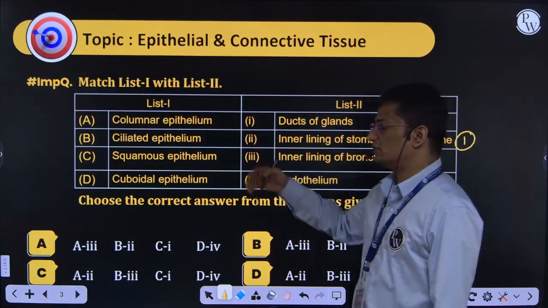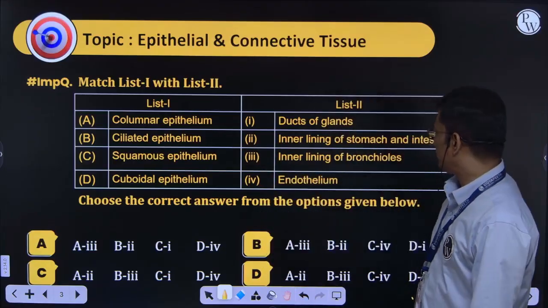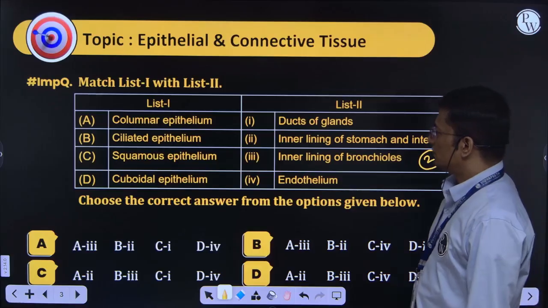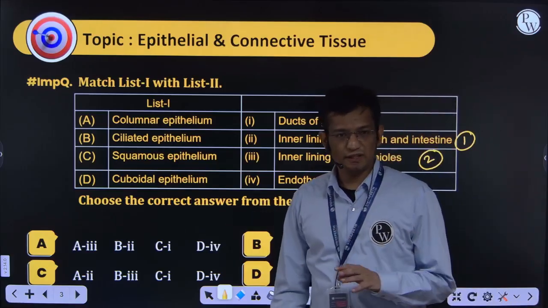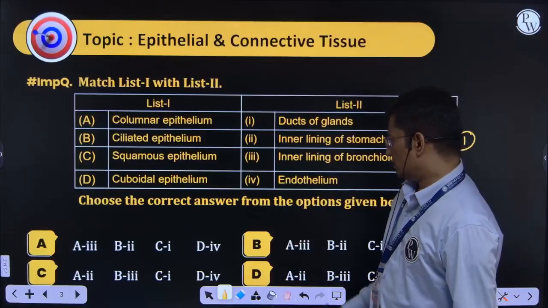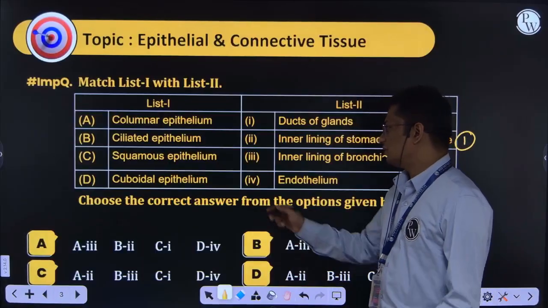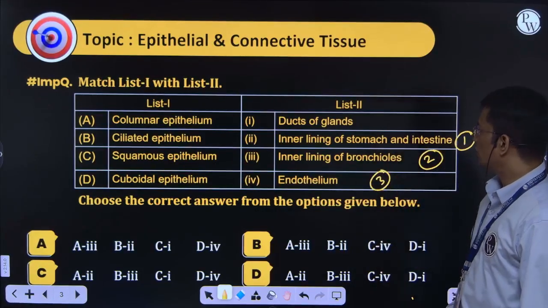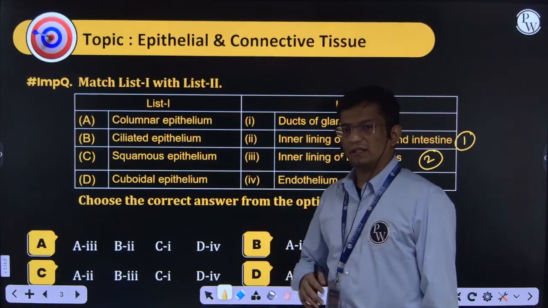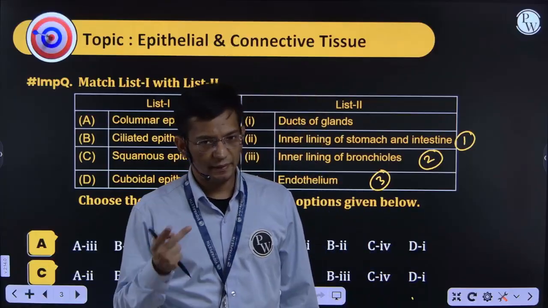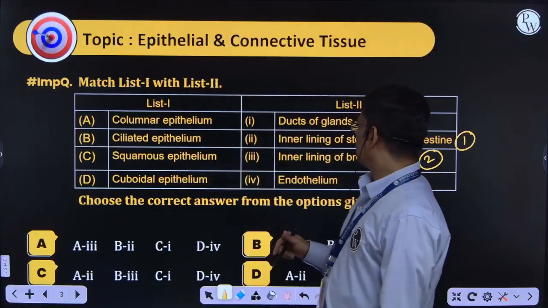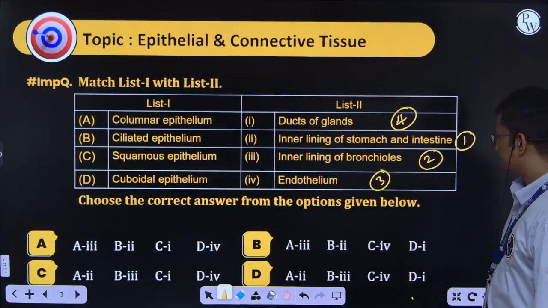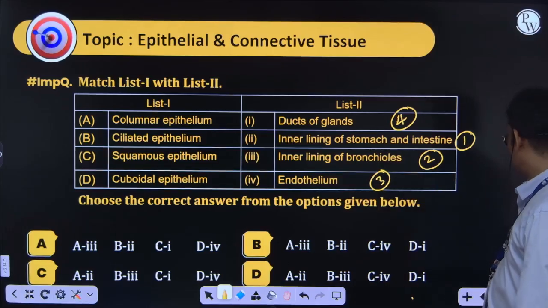Ciliated epithelium, cilia is present. It helps in the removal of dust particles present in the inner lining of bronchioles. Squamous epithelium is lining the blood vessels, lining the lymph vessels. Glomerulus, it is present, Bowman's capsule. So this squamous epithelium, you can say that it is present in the endothelium. Cuboid epithelium is present in the duct of salivary gland, duct of pancreas, tubules of nephron. So you can see this duct of glands. Okay, in this way you can answer these questions.